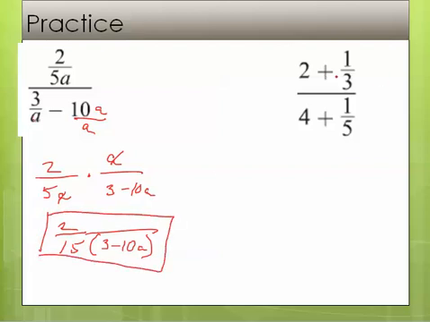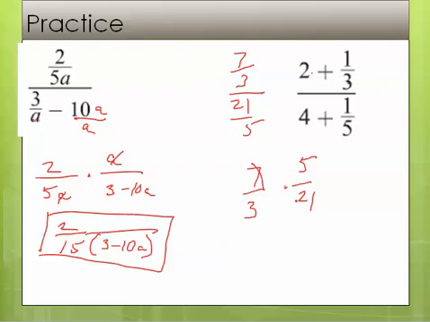One more just to show you this works even with numbers. That's 7 over 3 divided by 21 over 5. Invert and multiply. 7 over 3 times 5 over 21. This cancels into that 3 times, and I'm left with 5 over 9. Final answer. Check it on your calculator. Do this one on your calculator and see what you get. You should get that 5 over 9.